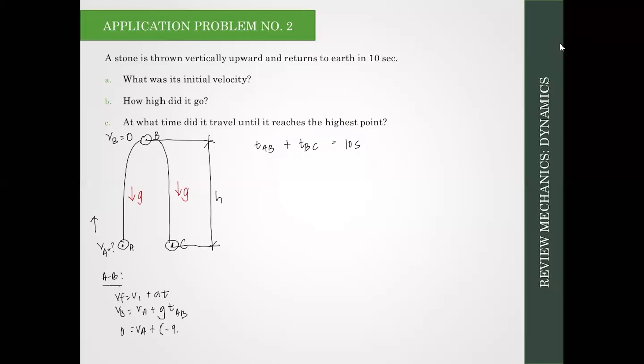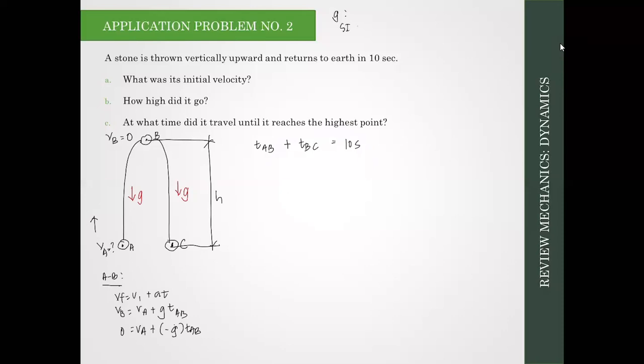Lagay natin 9.81, no? Kasi hindi talaga nakalagay kung English or metric yung ano natin. So lagay natin, represent as G na lang muna for the time being. Negative G TAB. Bakit? Kasi si G ay may dalawang value, no?